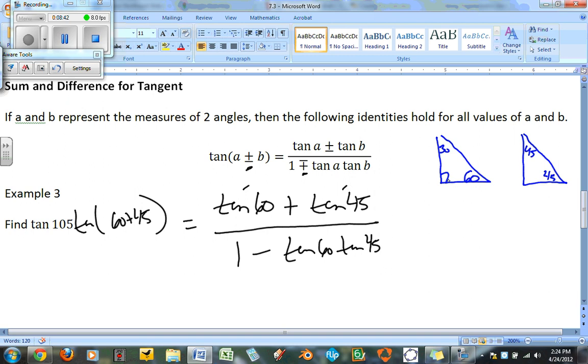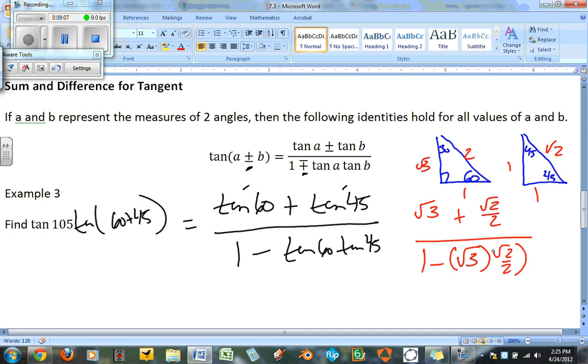So anyway, all right. To finish off my equation, this would be the square root of 3. This would be 1. This would be 2. This would be 1, 1, square root of 2. So the tangent of 60 degrees, opposite all over adjacent, would be the square root of 3. Plus the tangent of 45 is the square root of 2 over 2. All over 1 minus the square root of 3 times the square root of 2 over 2. So in here we would get 1 minus the square root of 6 all over 2 on the bottom.